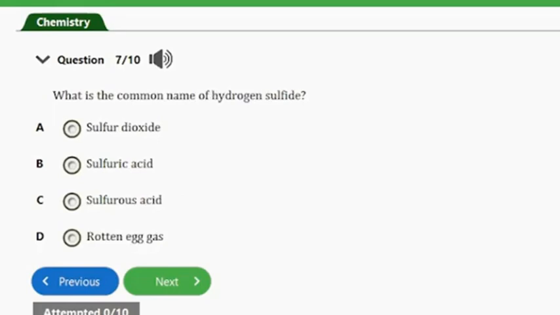Question number 7. It says, what is the common name of hydrogen sulfide? We have A, sulfur dioxide, B, sulfuric acid, C, sulfurous acid, and D, rotten egg gas. The answer to this question is option D, that's rotten egg gas. Hydrogen sulfide is often referred to as rotten egg gas due to its characteristic foul odor resembling the smell of rotten egg. So that's it for that question.